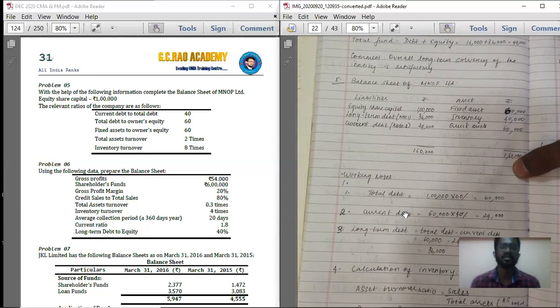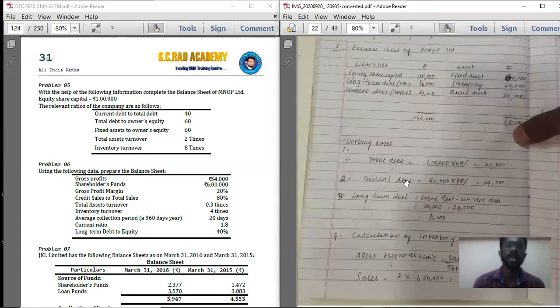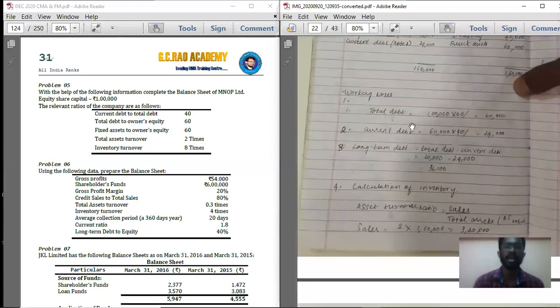Below liabilities, first record equity share capital. They have given it directly, it is 1 lakh. So below liabilities record equity share capital. In the amount column record 1 lakh. Only this has been given. All the other details have not been given. So we have to use these different ratios to find the other values of the balance sheet.